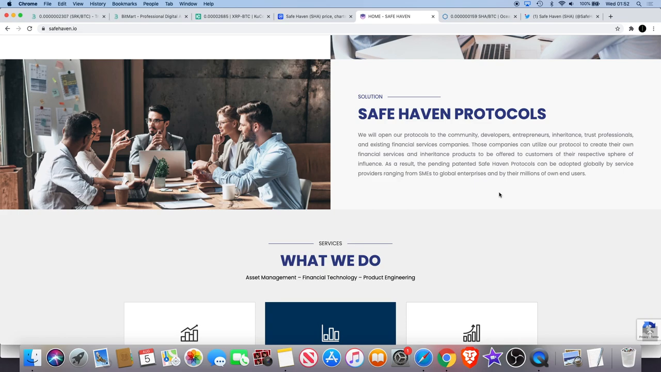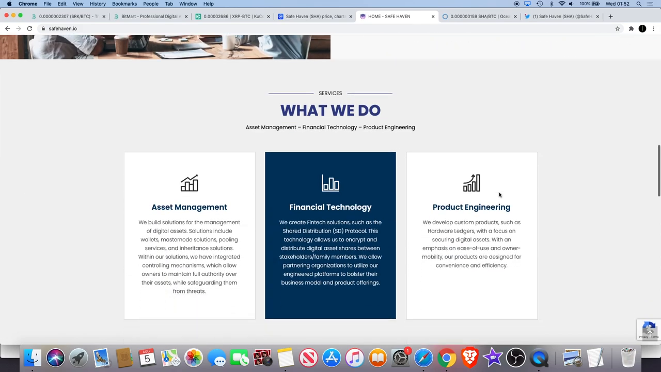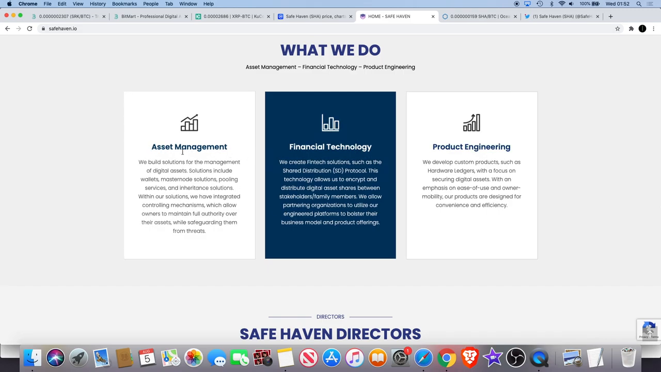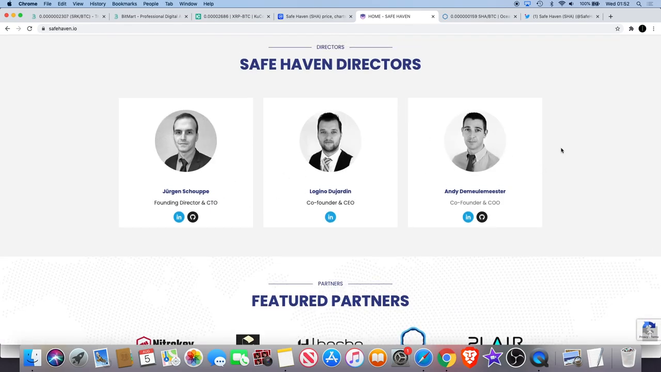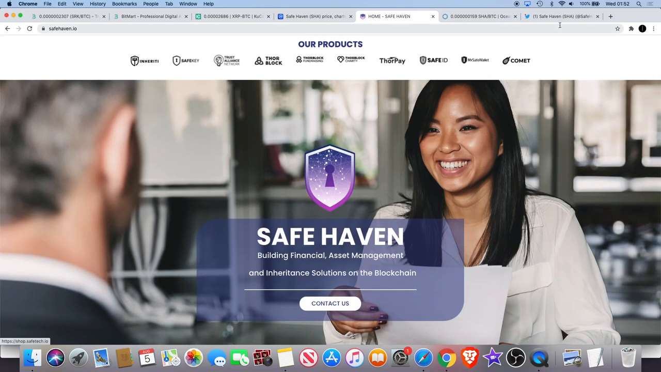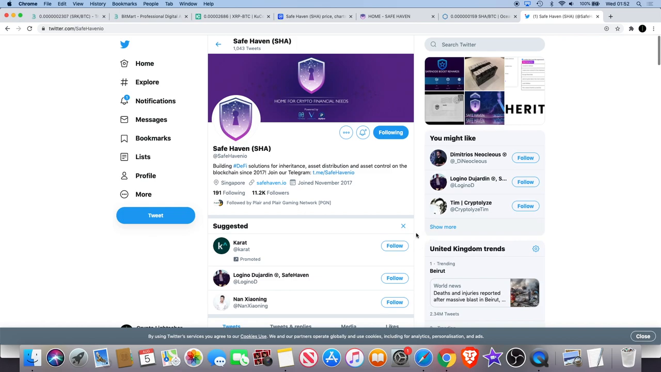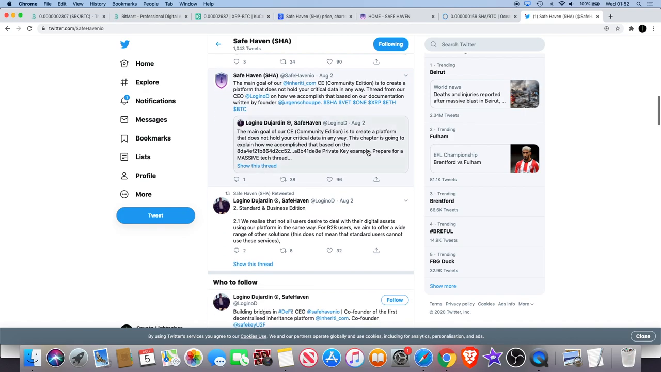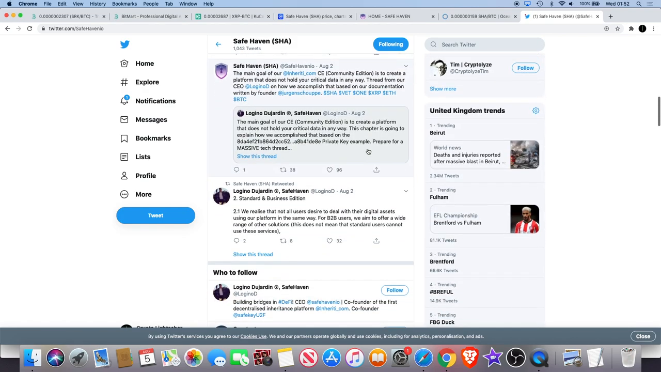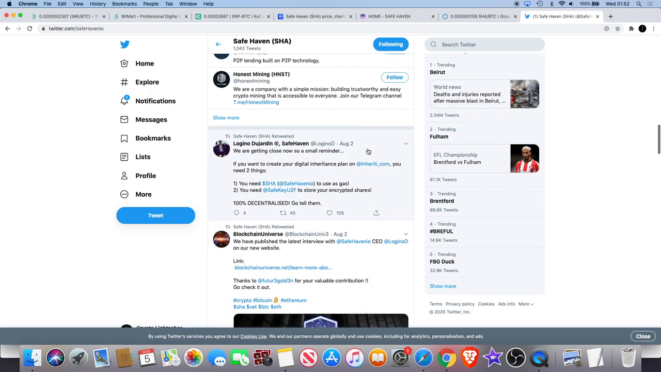As a result, the pending patented Safe Haven protocols can be adopted globally by service providers ranging from SMEs to global enterprises and by their millions of own end users. And it tells you what they do there, obviously, with asset management, financial technology, and product engineering. You can look on LinkedIn for information on the directors and so on, and you can check out their Twitter for any of the latest news.